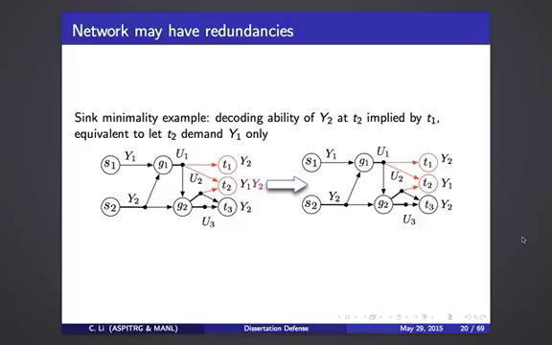For sink minimality, this example shows that T1 has access to U1 and demands Y2. T2 has access to U1 and U2 and demands both Y1 and Y2. Since the decoding ability of Y2 is implied by T1 already, we should remove Y2 from the demand list of T2. This condition is necessary because otherwise the 2 networks shown here, the left and the right, will be labeled as different, but essentially they are the same.